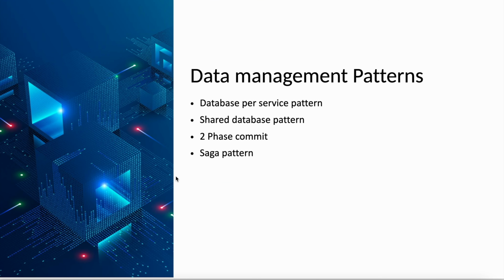How can we solve it? Well, there are ways that we can manage it. They are called data management patterns. These are the types: database per service pattern, shared database pattern, two-phase commit, and saga pattern. Database per service pattern means we have only one DB per service, so it's easier to manage. There will not be multiple services involved when we are making the DB transactions.